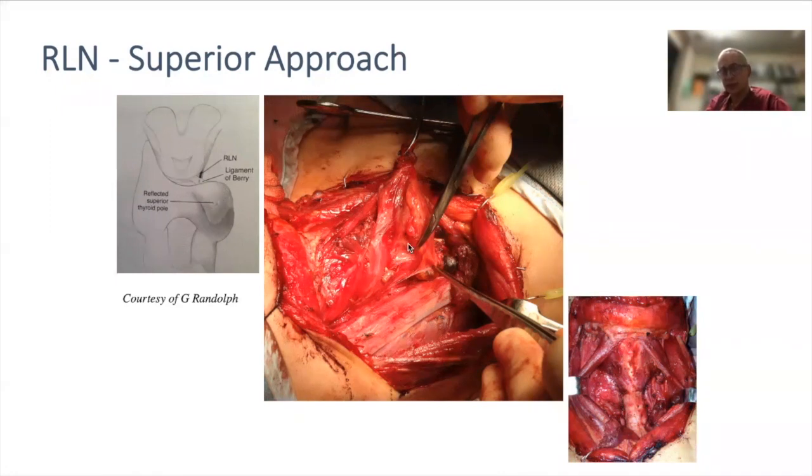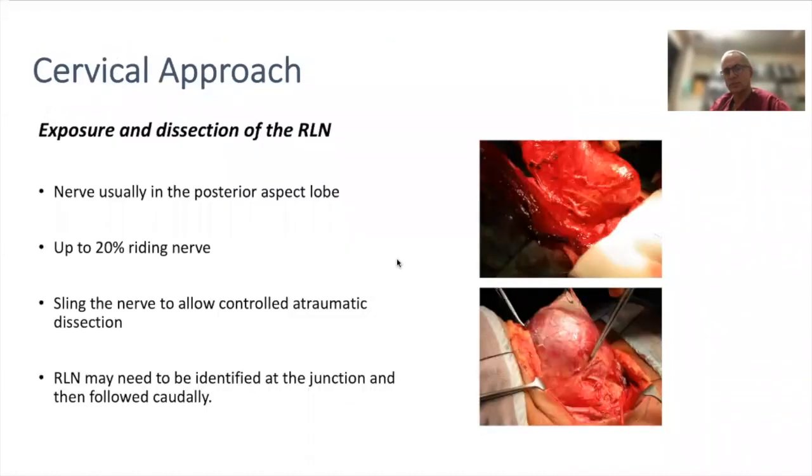This is a technique that I always mention to Charlotte, because it was described by a French surgeon, Charles Proye in Lille, and it is extremely helpful in order to identify the nerve and not have any problems with it. The other conventional approach is to find the nerve in the lateral way. You have to be careful, because as you mobilize, the nerve can be completely attached to the posterior aspect of the lobe, and in about 20% of cases it may be riding on it. So you need to make sure that your dissection is controlled and atraumatic.